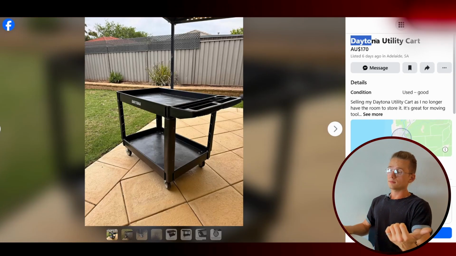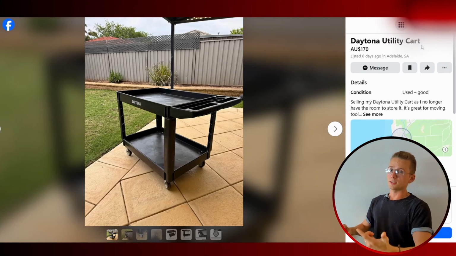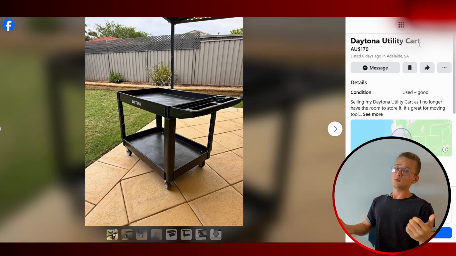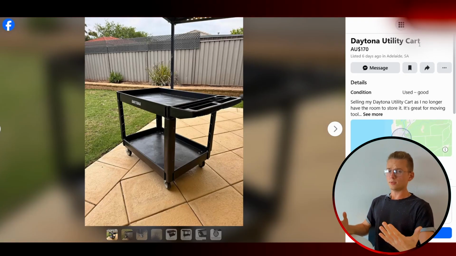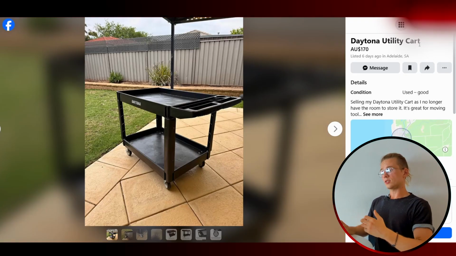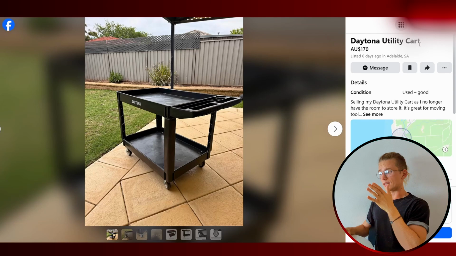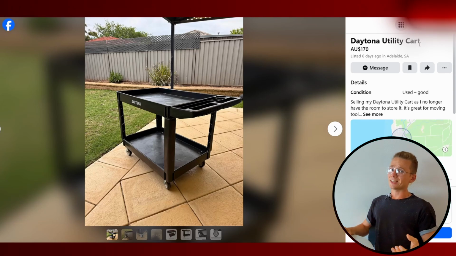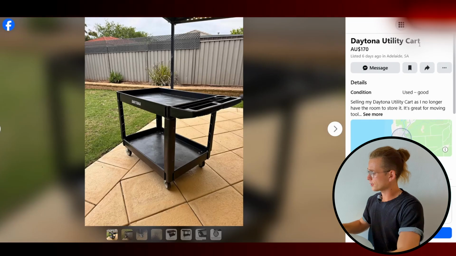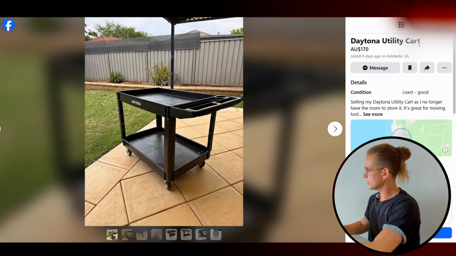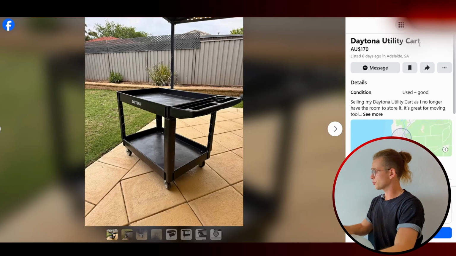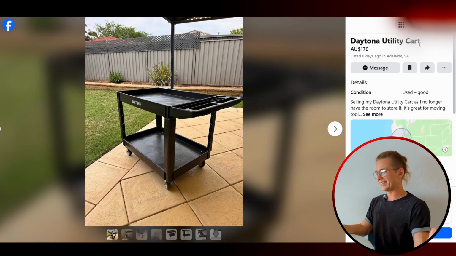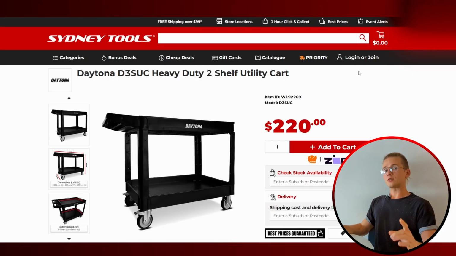It says the brand, which is great, and it says what item it is. If you could include maybe the size or the model or the version, that could be good. But honestly, I think this item can sell if the price is right. However, I don't know the price, so let's just see Daytona utility card, what the actual pricing of one of these bad boys is. This is one thing he could do better.